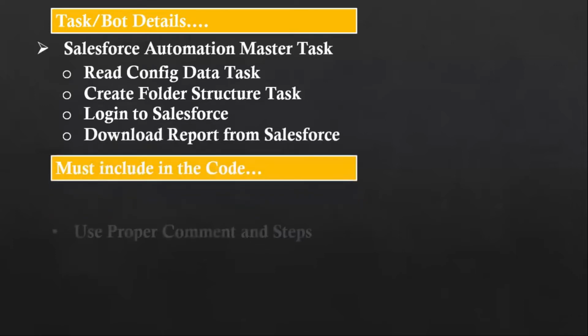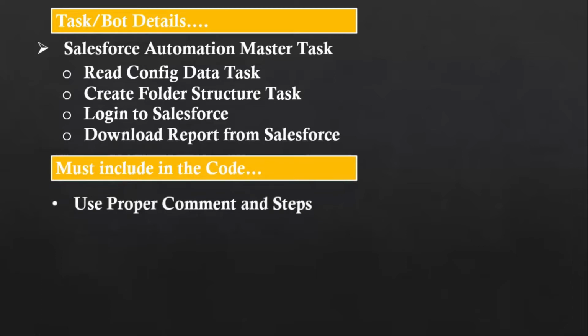Apart from these things, when you develop your code, you have to make sure you are keeping some important information in your code, like using comments or steps. In Automation 360 we have options to keep steps, and inside your step you can keep your code, so it will be easy to understand. It looks good as well.